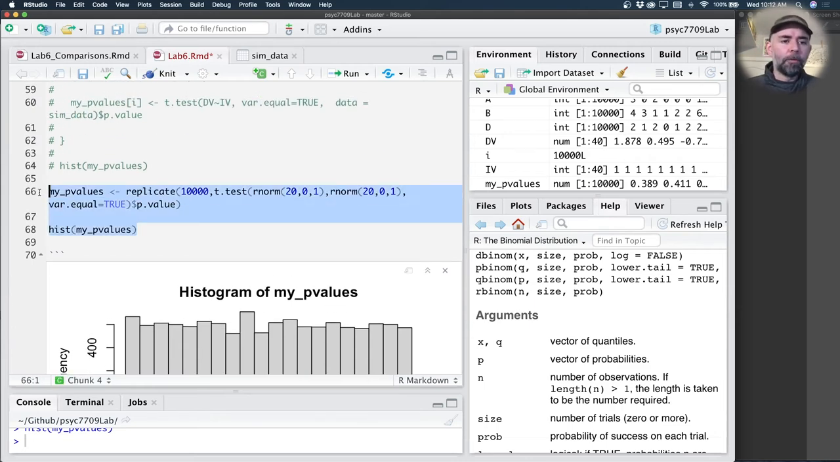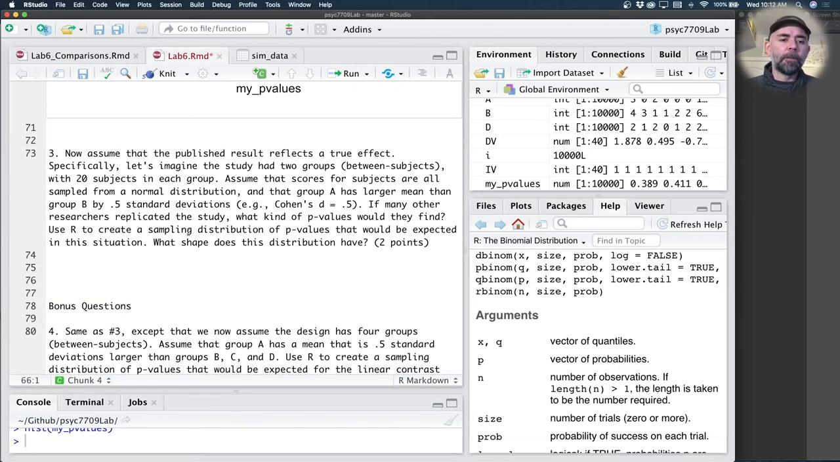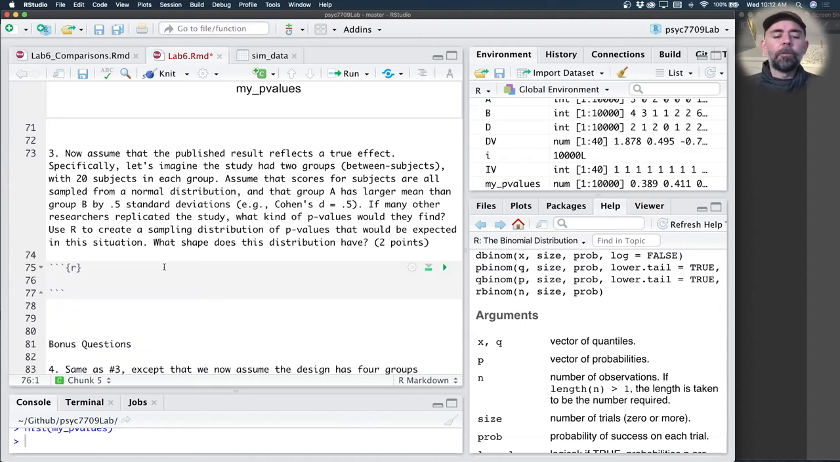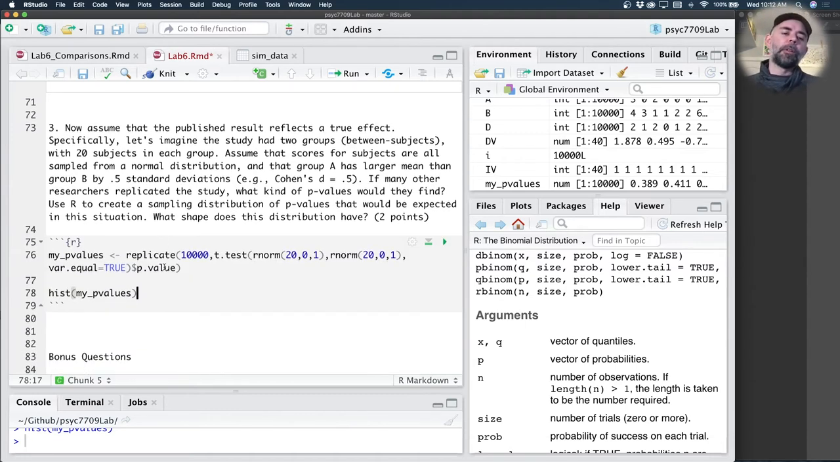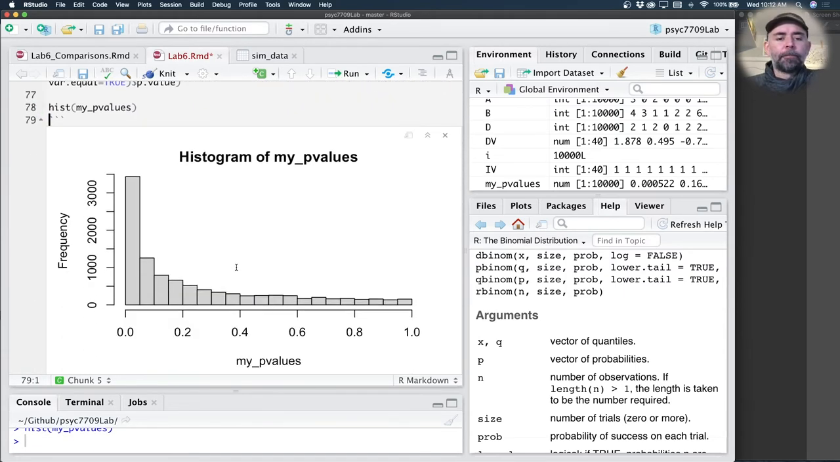Let's grab our code from before. We can reuse this down here. Make an R code chunk, pop in our simulation code, and all we need to do is think, okay, here's group A, and it has a larger mean than group B. We've got our 20 subjects already. We're going to make that mean larger by 0.5. All right, let's run this and check out the histogram.